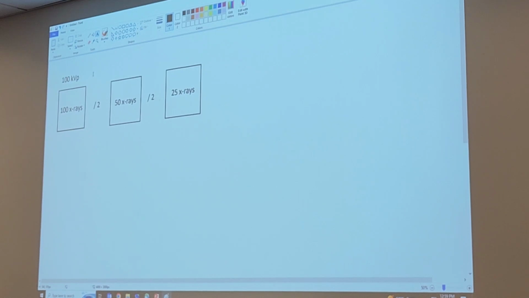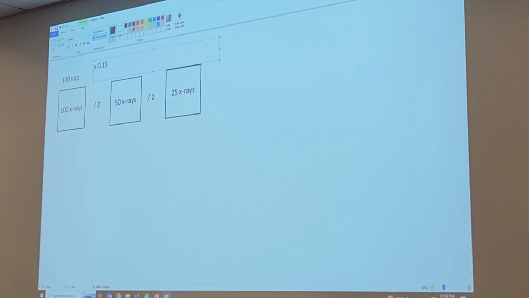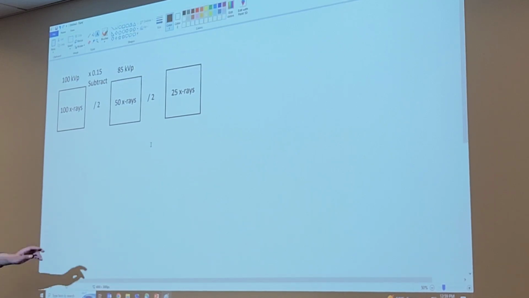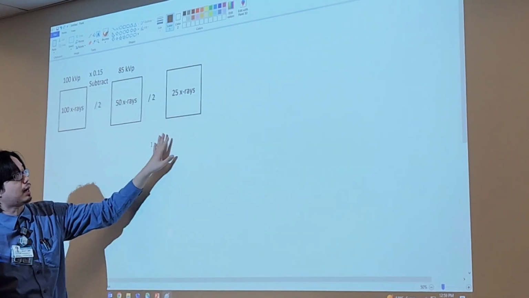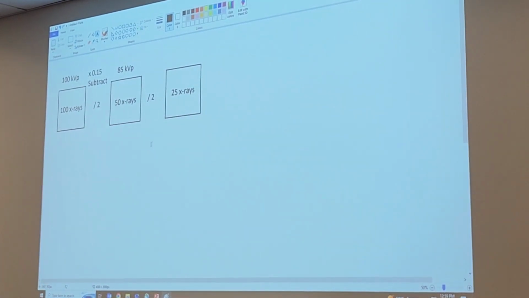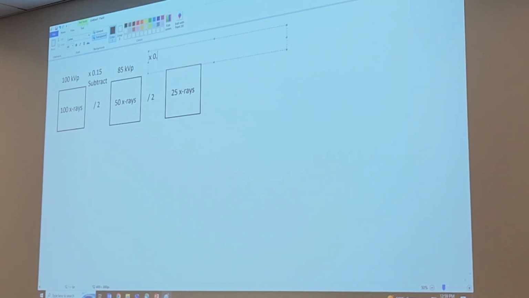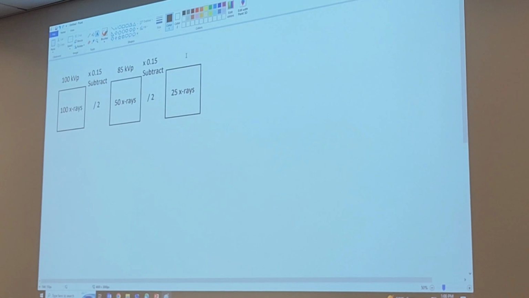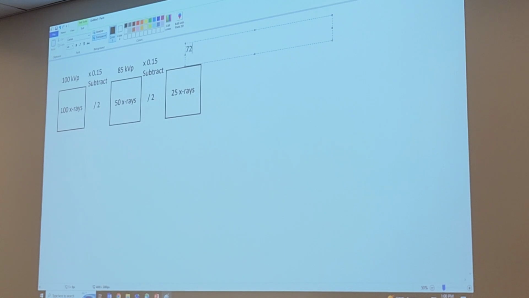Subtract 15%? Good, that's right. We're going to multiply by 0.15, and then we're going to subtract. So what do we get when we do that? 85. If I want to do a second step, what do I do? Very good. So what do we get when we do this? I have to pull out a calculator. Yes, please. 85 times 0.15.